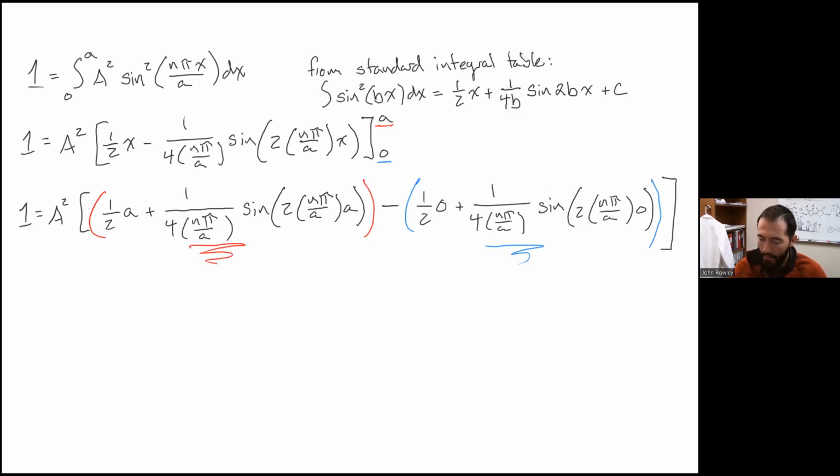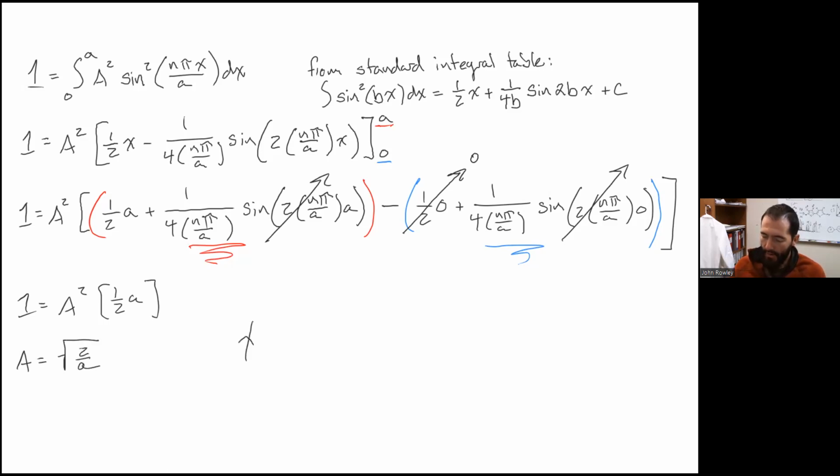Okay. So now we can simplify several of these. Notice that this term is 0. The sine of 0 is 0. And the sine of n pi is 0. So our simplified expression is A squared times 1/2 a. Remember, our goal was to solve for capital A, so we can rearrange that algebraically and get A is equal to the square root of 2 over a.